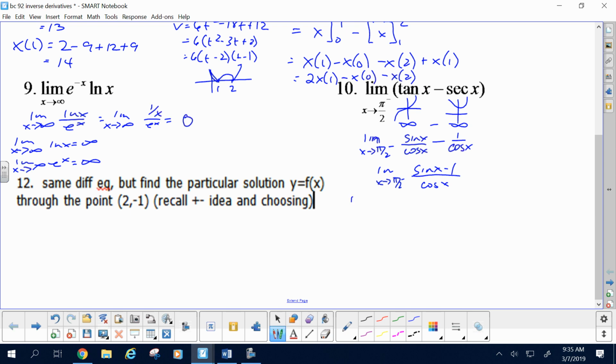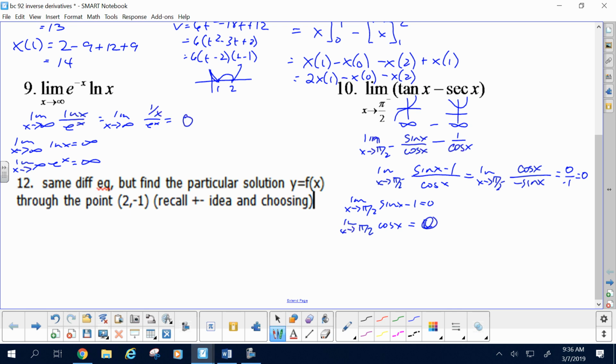So now go through L'Hopital work. Sine of x minus 1 goes to 0. Cosine goes to 0. So L'Hopital is in effect, and therefore the new limit is equivalent to cosine of x over negative sine of x, which is 0 over negative 1, and therefore 0.